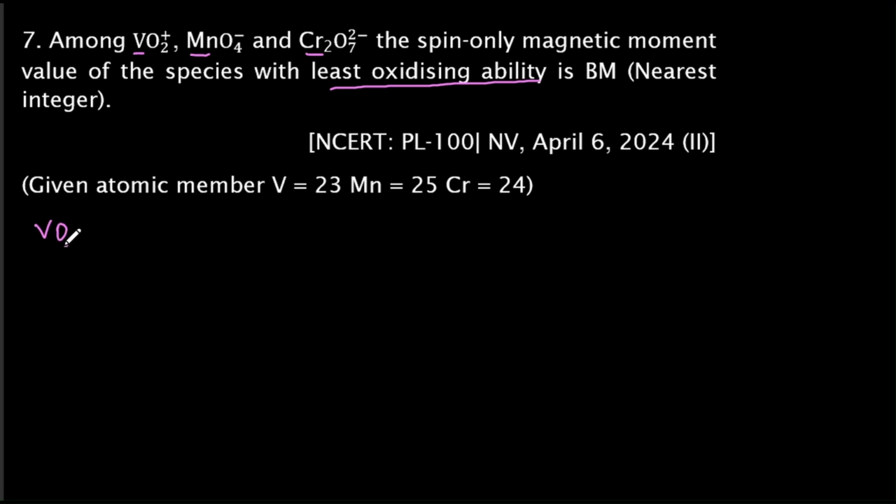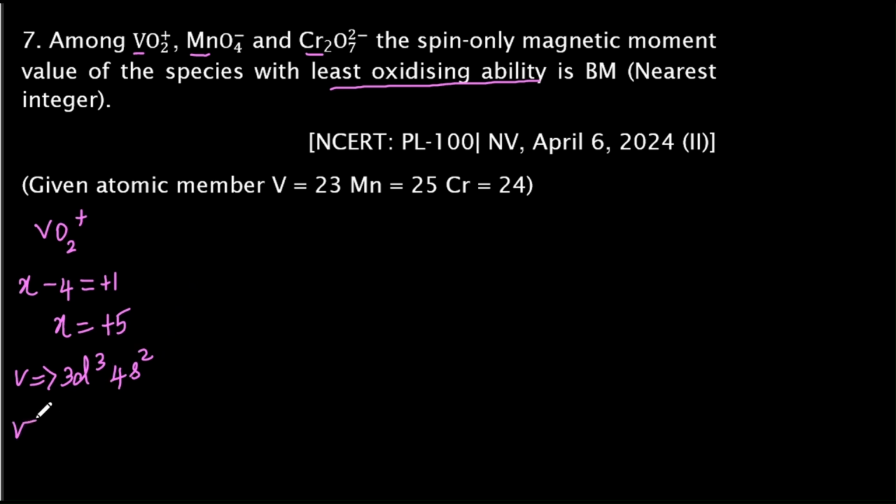So in VO2+, let us see the charge. For vanadium you have to keep it as x. Then we know that for oxygen -2 is the oxidation state. 2 atoms are there, so -4 plus x equal to +1. So this -4 goes to the right hand side and it will become +5. Vanadium is having the configuration 3d3 4s2. Now vanadium in +5 oxidation state, all the 5 electrons are lost. So 3d0 is the configuration.